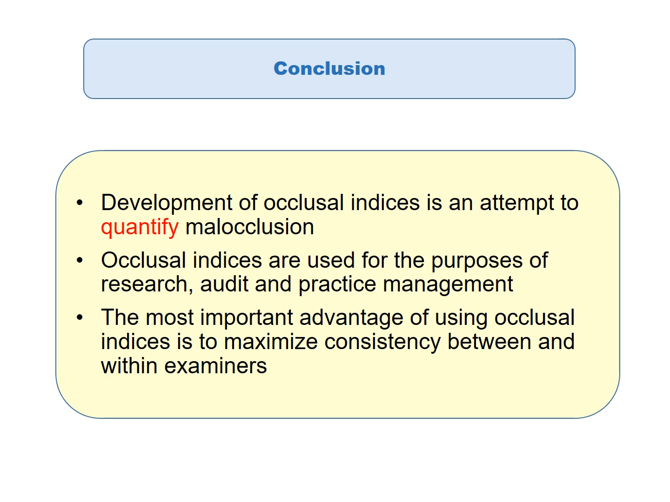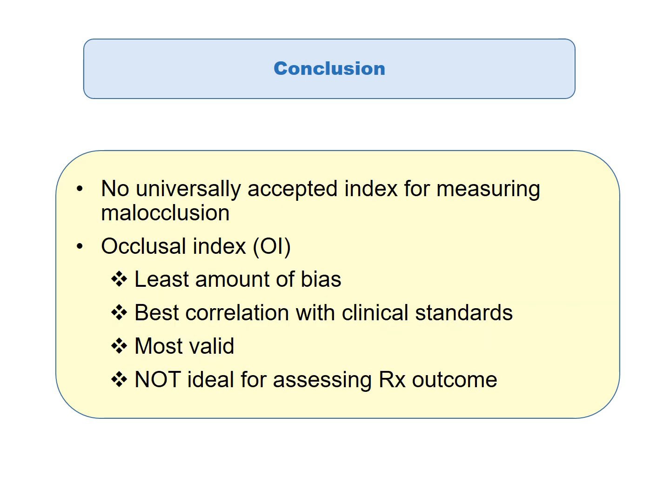Now, in conclusion, the development of occlusal indices is an attempt to quantify malocclusion, and these indices can be used for the purpose of research, audits, and practice management. The most important advantage of using an occlusal index is to maximize consistency between and within examiners. There is no universally accepted index for measuring malocclusion, but having said that, the occlusal index is recognized as having the least amount of bias.